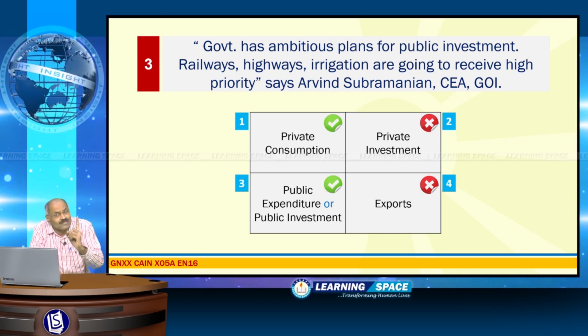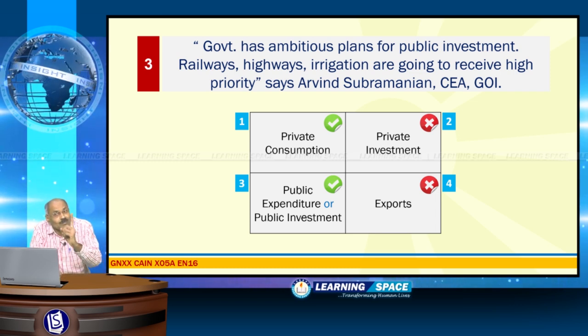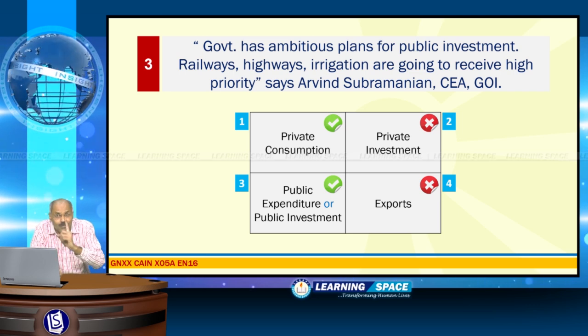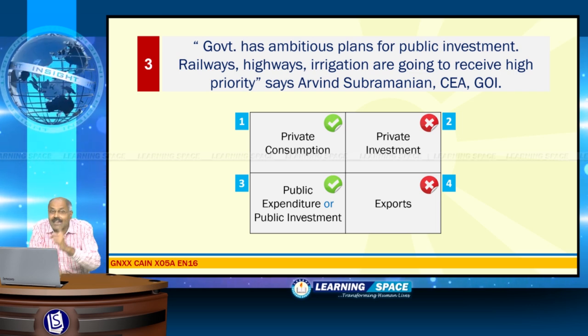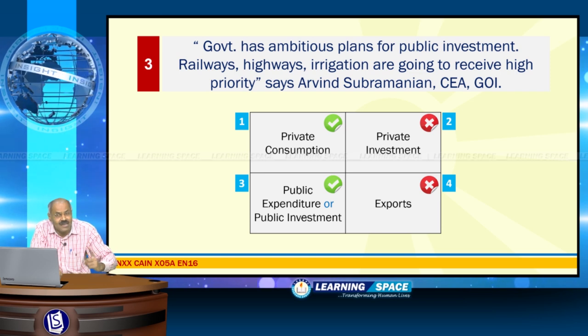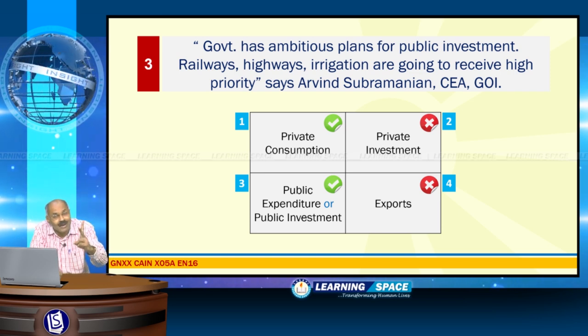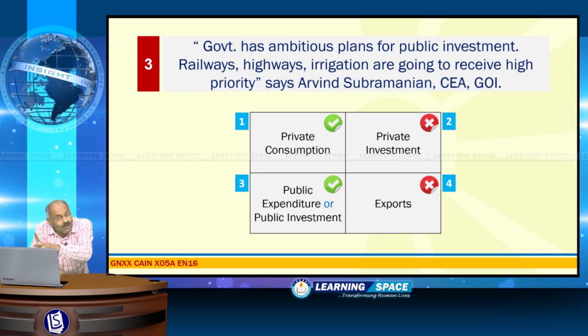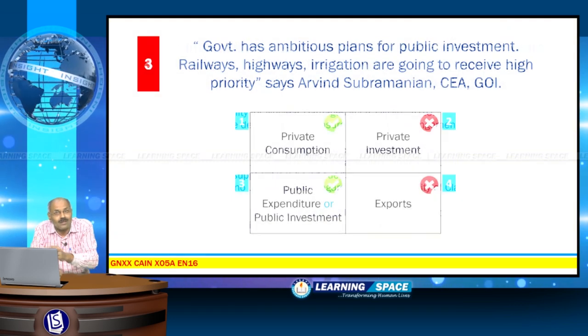So, if someone talks about GDP, please don't forget private consumption, private investment, public expenditure, exports. In India during 2015-16, only two sectors are faring better and two sectors are not faring up to the mark.